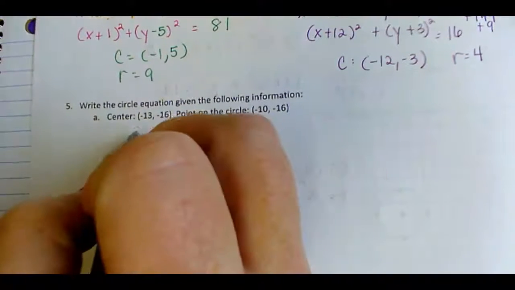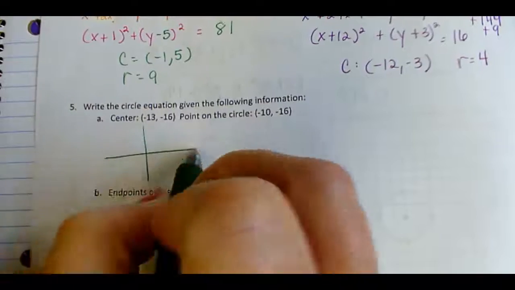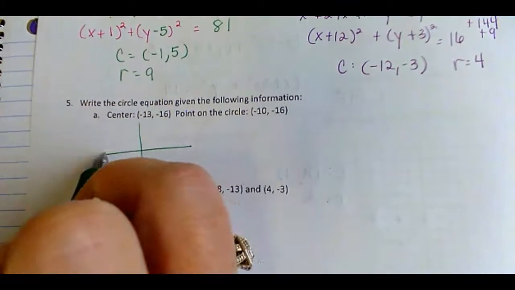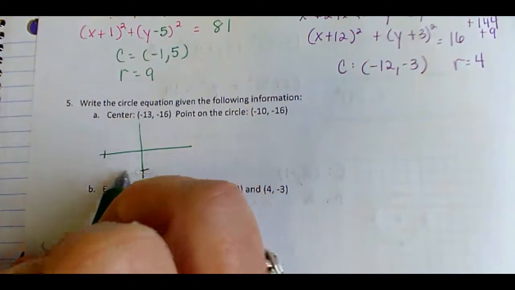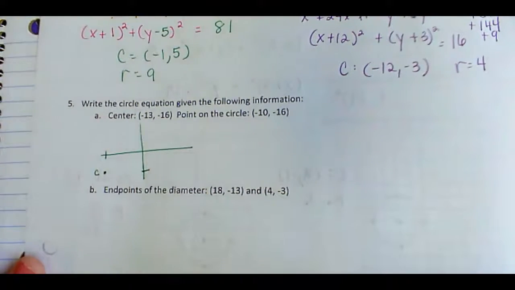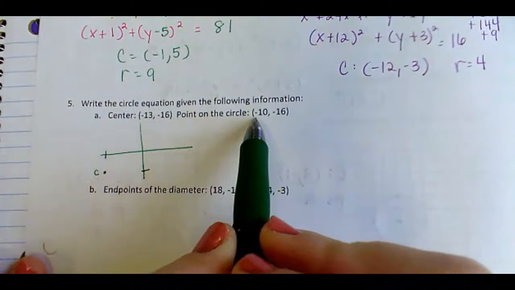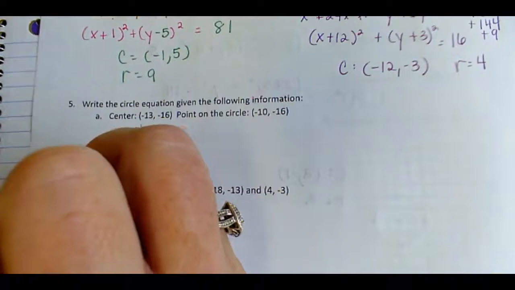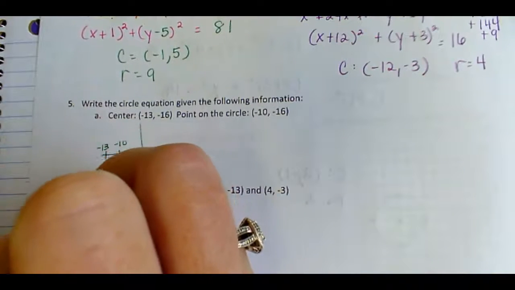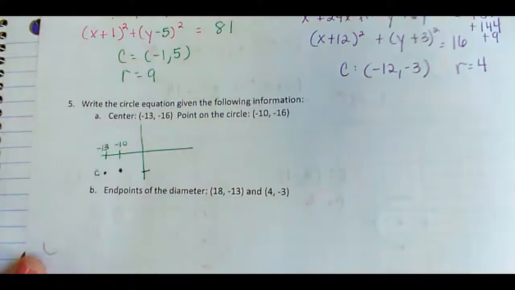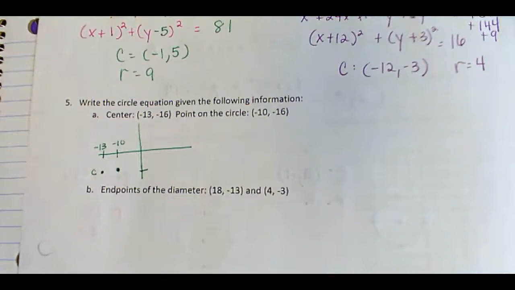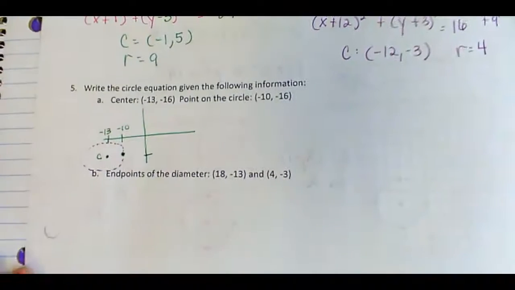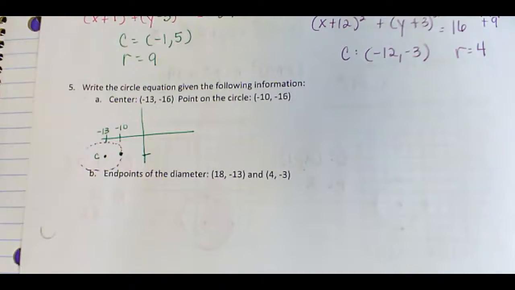Okay, so although we don't have any graph paper here, I'm going to estimate what it would look like. The center is negative 13, which is down here somewhere, and negative 16, which is here. So there's the center. And it says there's a point on the circle at negative 10, negative 16. So if this was negative 13, maybe negative 10's here, and there's another point on the circle. Okay? And so our circle would look something like that, although I drew it not necessarily to scale.